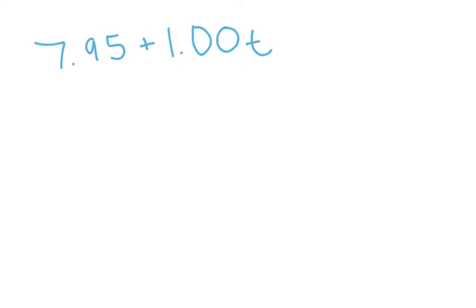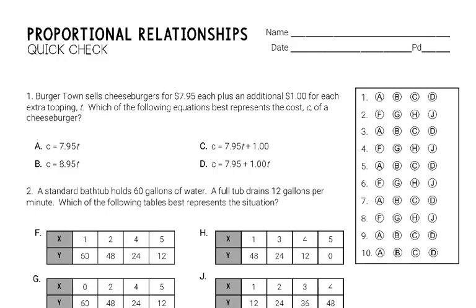Now we know that an equation to represent this problem would be $7.95 plus $1 times t, since we know that if two things are bumped together, it means to multiply. So now we know that the answer to this problem would be D.